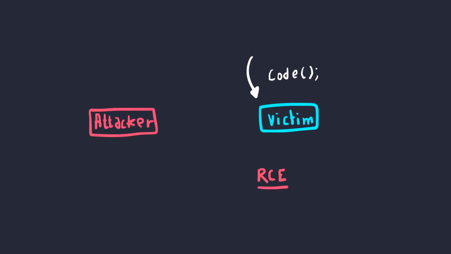Alright, so let's start with arbitrary code execution. What does that even mean? Well, arbitrary code execution is the ability to execute any code on a victim's computer. This is also known as remote code execution, or RCE, which basically means it lets an attacker run code remotely.